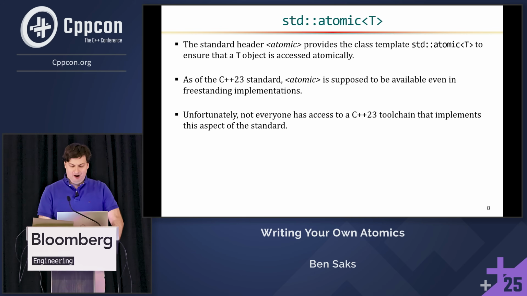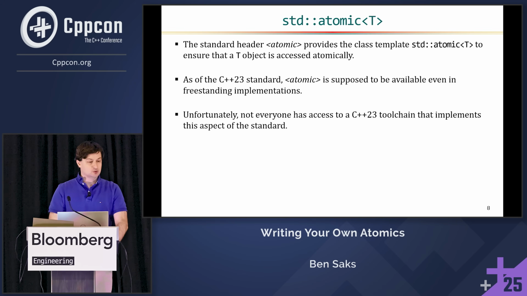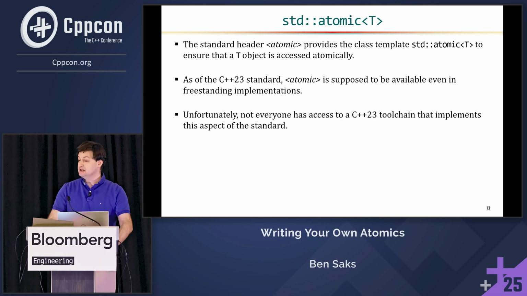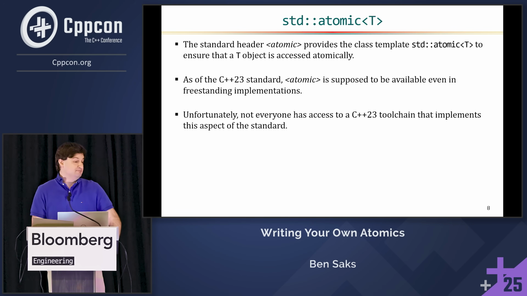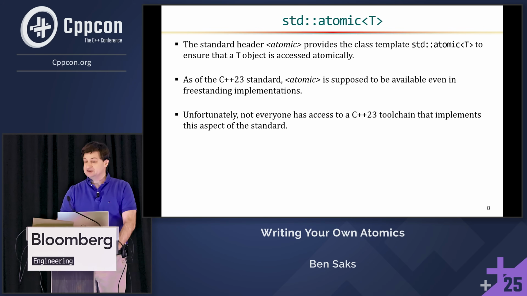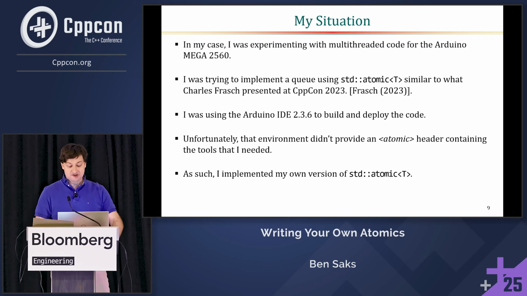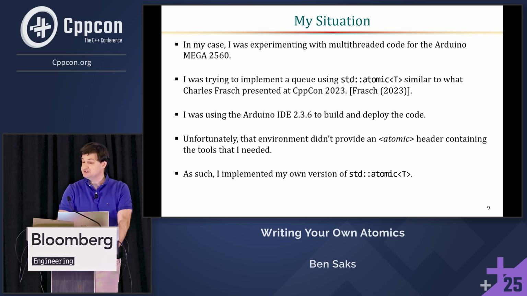Now, the atomic header from the standard is supposed to be available as of C++23 to pretty much everyone. It's labeled as part of freestanding implementations, and so that's what your toolchain is ideally supposed to provide for you. But unfortunately, not all of us have access to a C++23 toolchain at all. And not all of the ones that are available out there necessarily implement every aspect of the standard in that regard. And so I happened to be working with the Arduino Mega 2560.